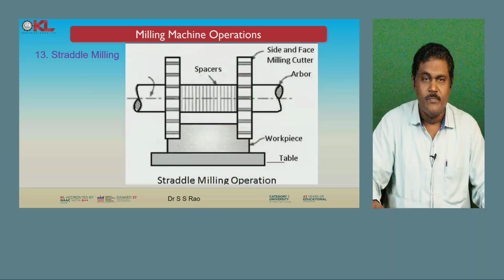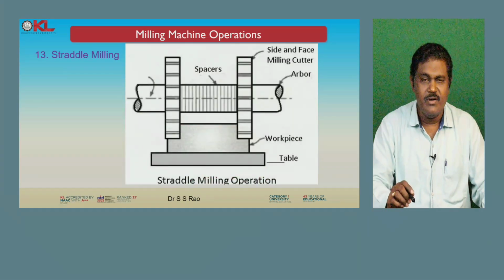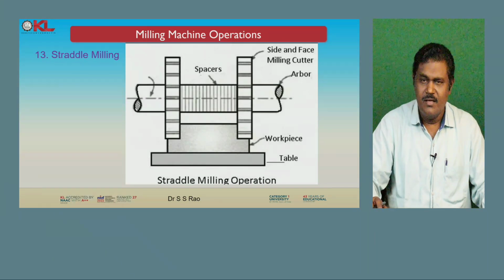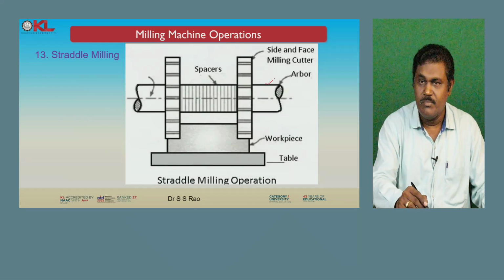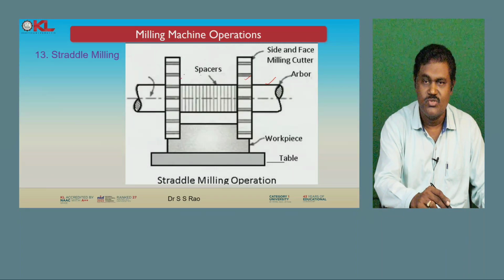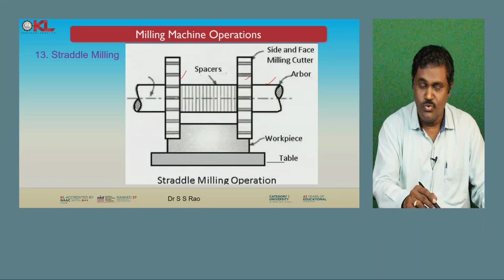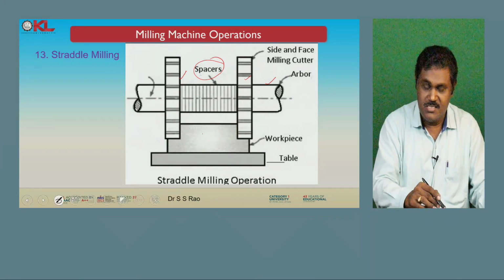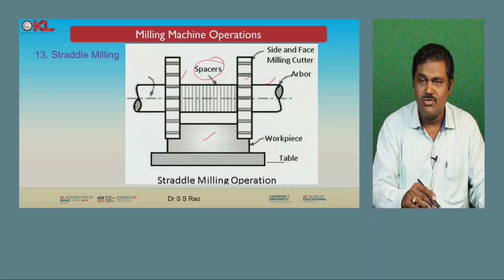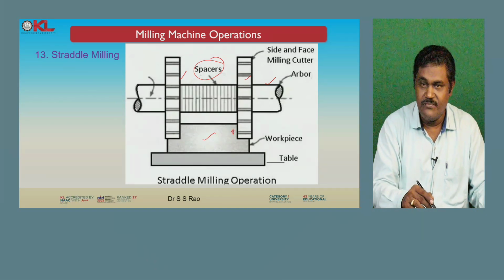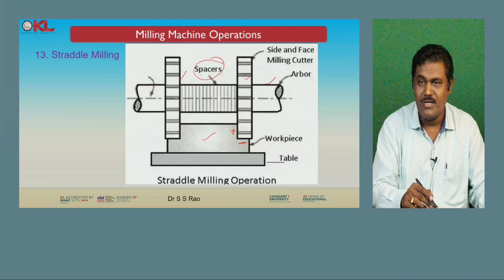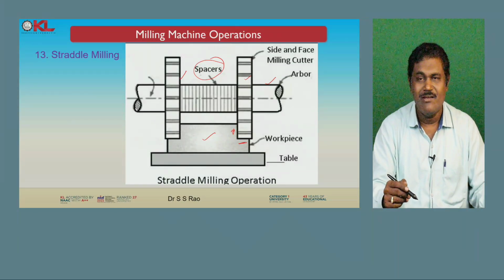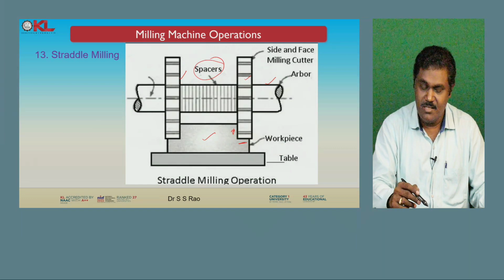The straddle milling. Now you can perform the straddle milling. It looks like this: there is an arbor. On this arbor we are fixing side and face milling cutters, two of them, provided with spacers to keep a gap. This is the workpiece, and on this workpiece we want to machine both the side faces and the bottom face. These can be machined simultaneously, and that is straddle milling.